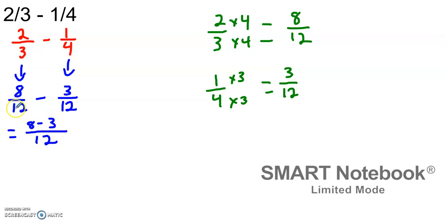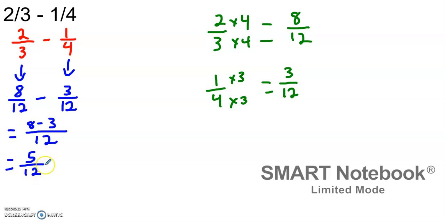I can only combine this because both my denominators are the same. They're both 12 now. And now I know 8 minus 3 is 5, and my denominator stays the same as 12. And I look, is there a way of simplifying this? There is none, because 5 could only be divided by 5 and 1 doesn't change anything, so there's nothing to do that.